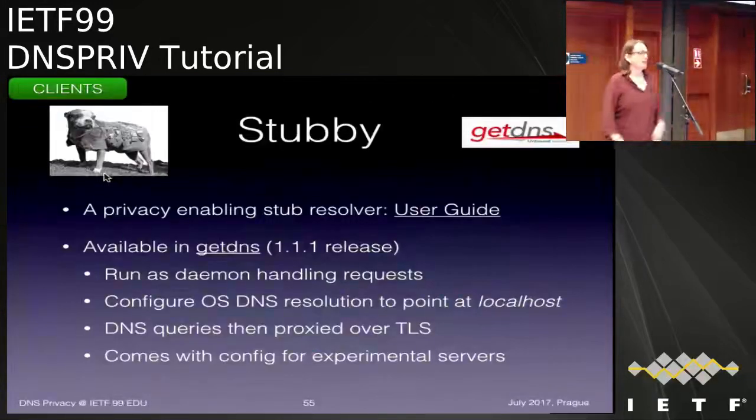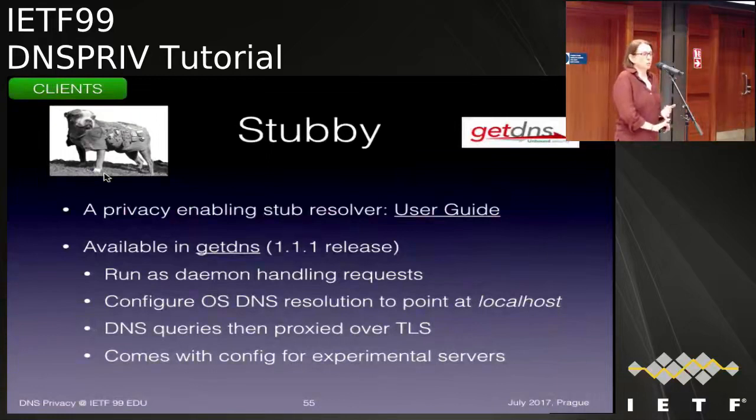Okay, right. So that's the story on the server side. What's the story on the client side? As I mentioned, the best place we can recommend you to go today is to use Stubby. Stubby is an application that works as a privacy-enabling resolver on a local machine. It's based on the GetDNS library, and it's really a wrapper around running the GetDNS library as a daemon. There's a user guide available to help you get up and running with it.